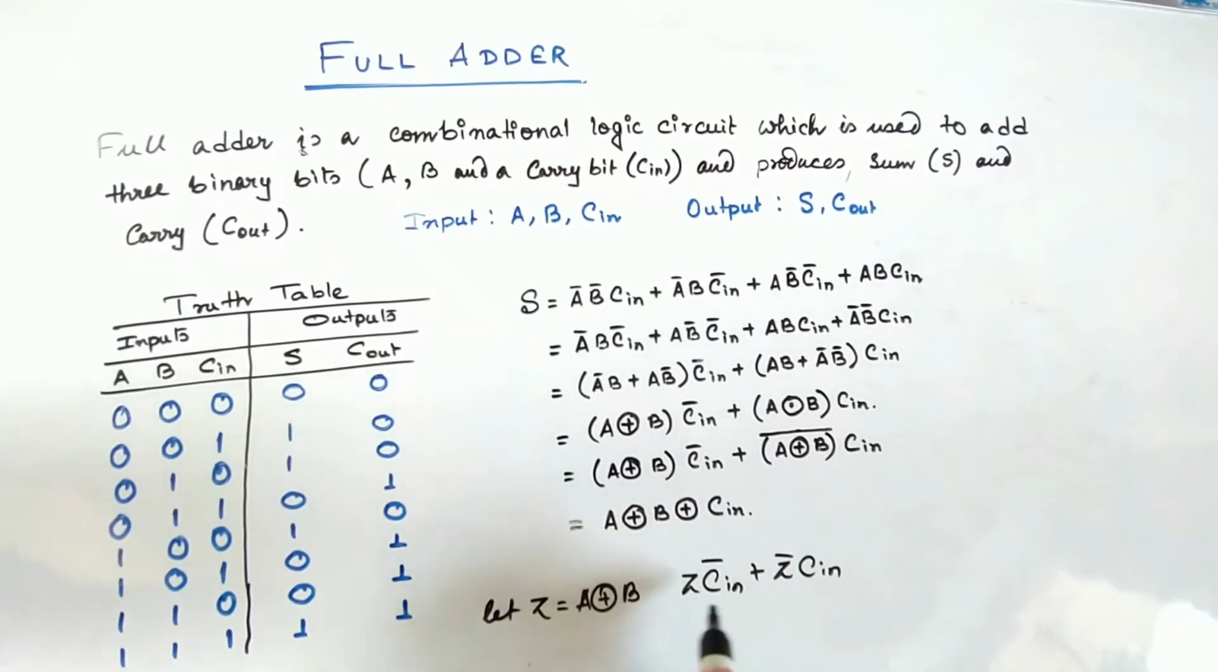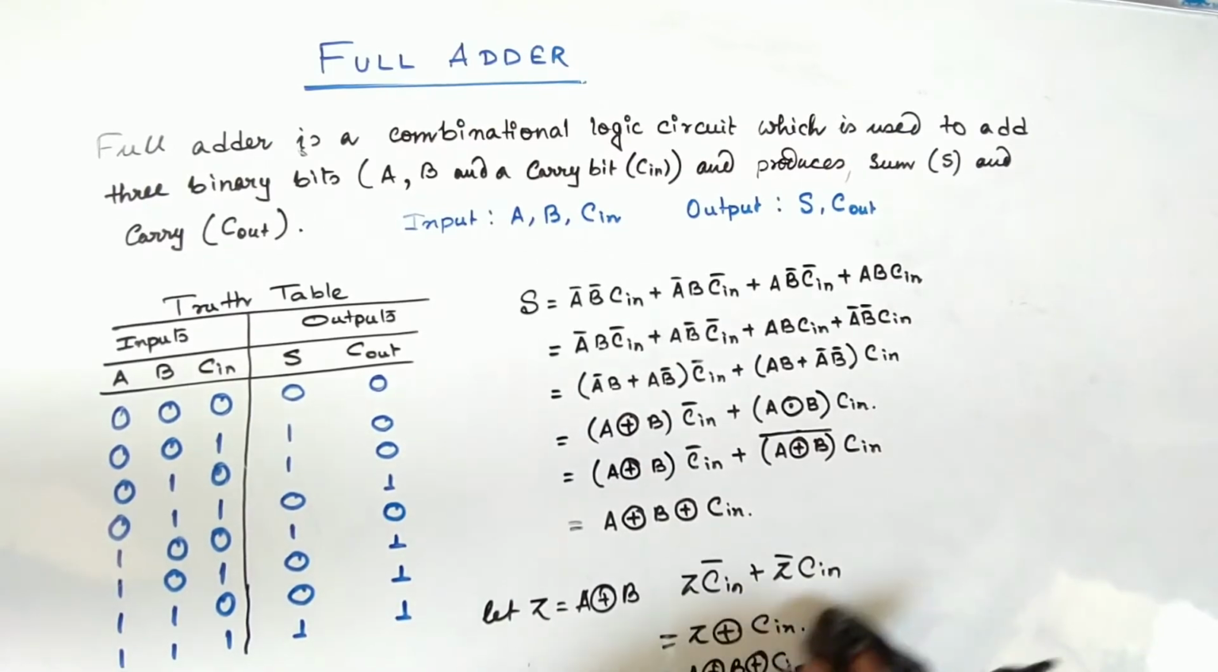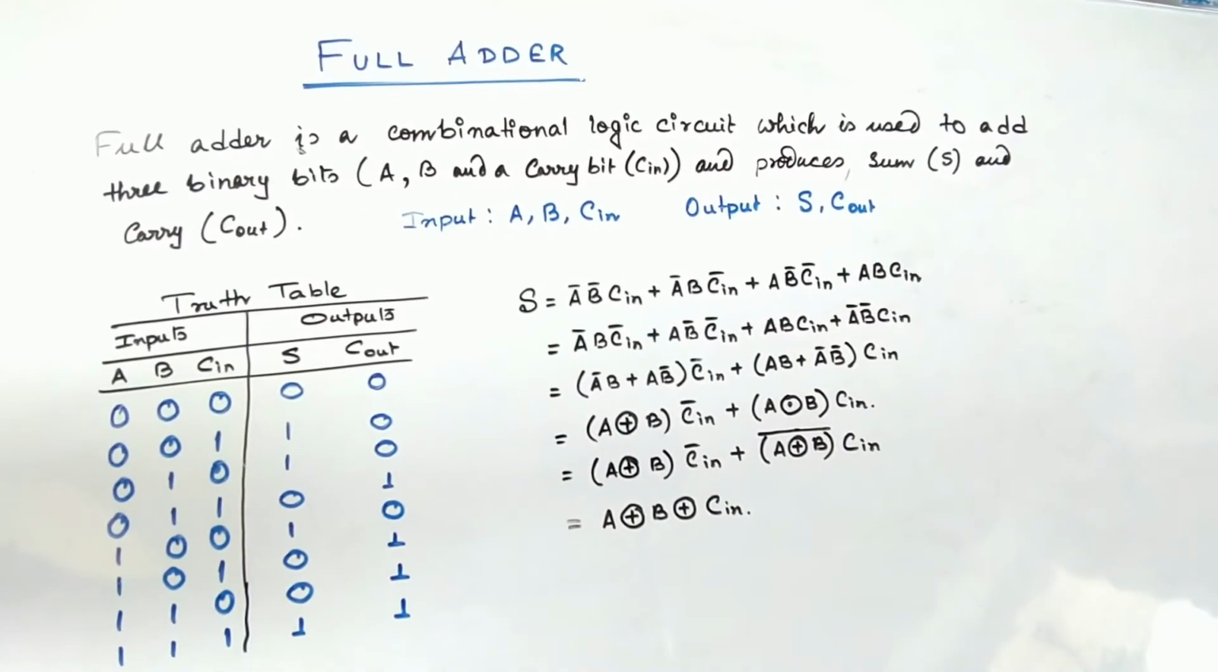Now if we carefully watch this equation, that is also an equation of XOR gate. So simply this can also be written as Z XOR C in. Now if we put the value of Z, we will get A XOR B XOR C in. So these things were applied here. So sum equals A XOR B XOR C in.